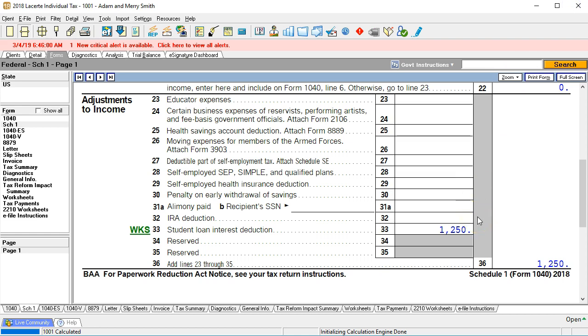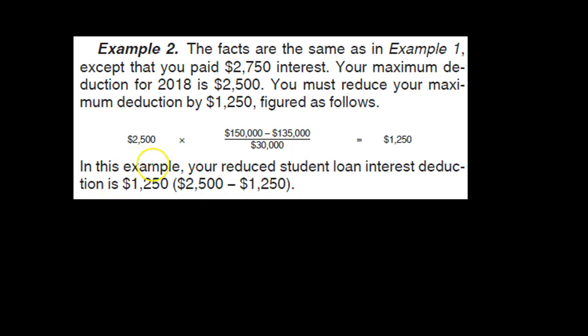The major difference here is that now, if we paid more student interest than $2,500, we start our calculation at that $2,500. In terms of a formula, it would be $2,500 times $150,000 minus $135,000, divided by the $30,000. So this is our income minus the lower limit, divided by $30,000 for married filing joint, which gives us that $1,250. In this example, your reduced student loan interest deduction is $1,250, or $2,500 minus that $1,250.